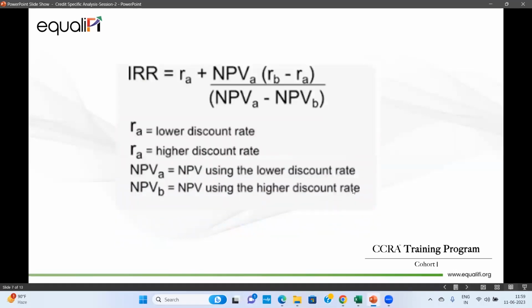This is a typical formula of IRR where two discounting rates are given. So you can take a snipping tool of this because we will do a bit of exercise after this. Please take a snip of this.